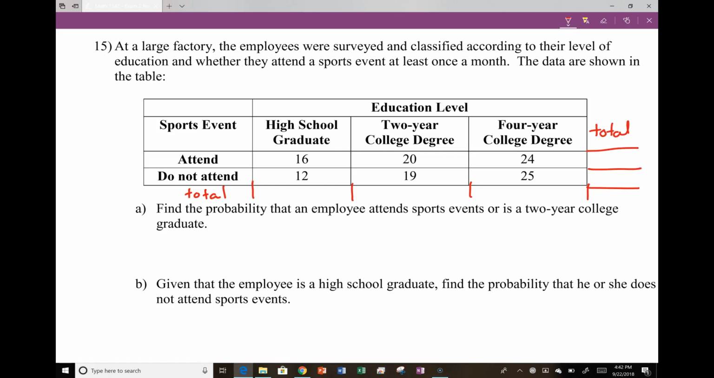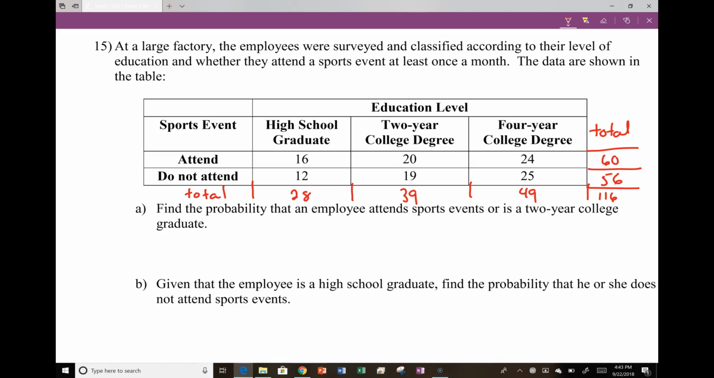And so the total high school graduates is going to be 28. The total with a 2-year degree is going to be 39. The total with a 4-year degree will be 49. The total that have attended at least one sports event in the last month is going to be 60. And those that do not attend is going to be 56. This gives us a total of 116 people that we have surveyed.